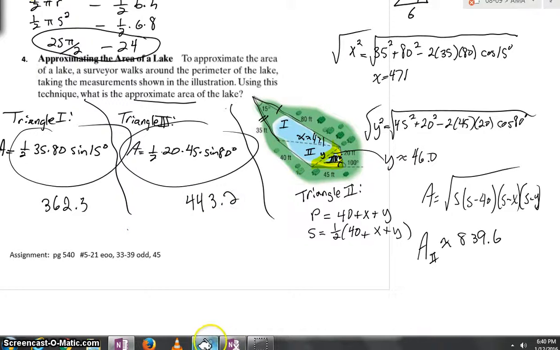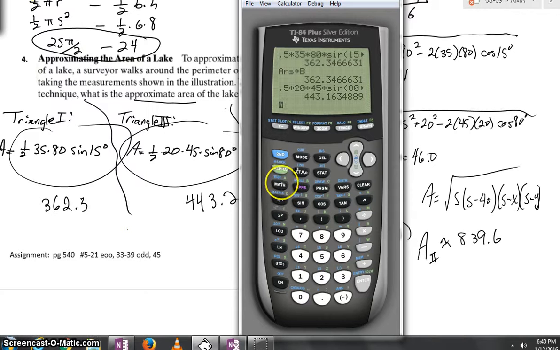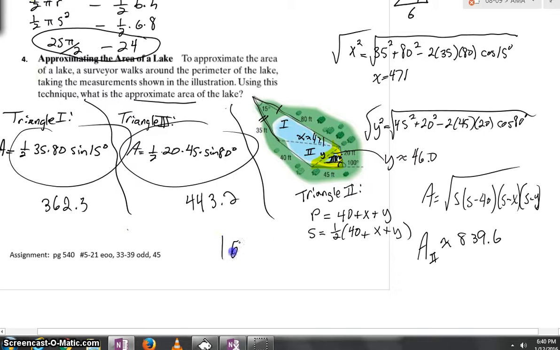And real quickly, if you want to find the total, you can just say I want to add up A, B, and C. And you can see we'd get about 1,645.1. 1,645.1 square feet, evidently, because our units are in feet. That would be a good approximation for the area of that river.